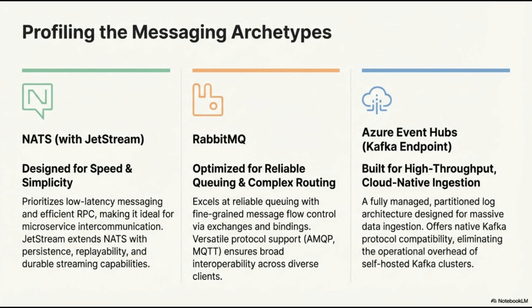This slide profiles 3 distinct messaging archetypes, each catering to different architectural needs. First, NATS with Jetstream is designed for speed and simplicity. It prioritizes low-latency messaging and efficient remote procedure calls, which are essential for seamless microservice intercommunication. While NATS is known for its speed, Jetstream extends its functionality by providing persistence, replayability, and durable streaming capabilities.